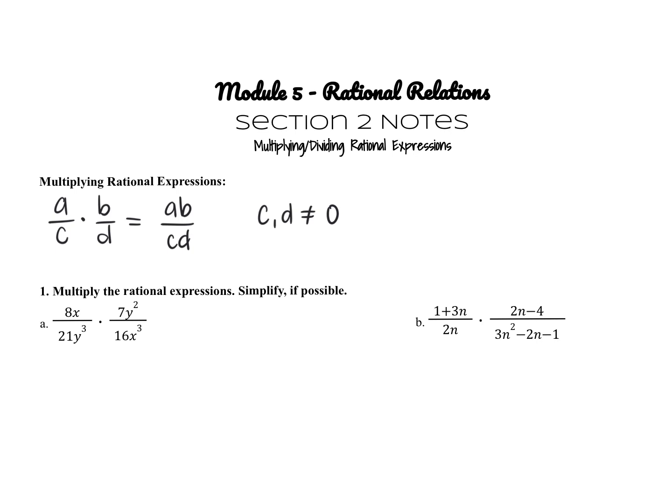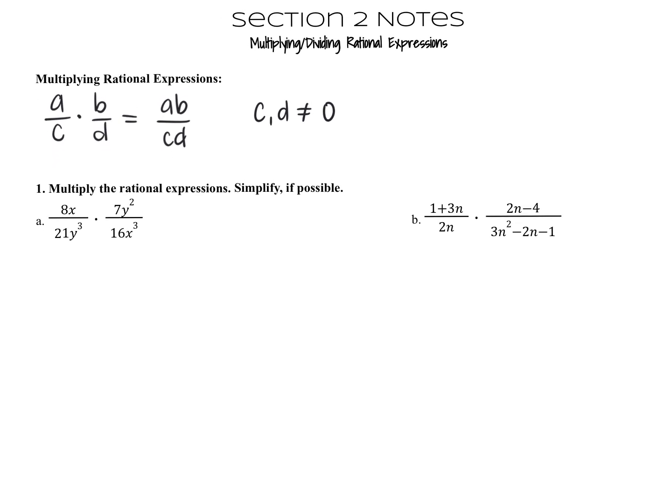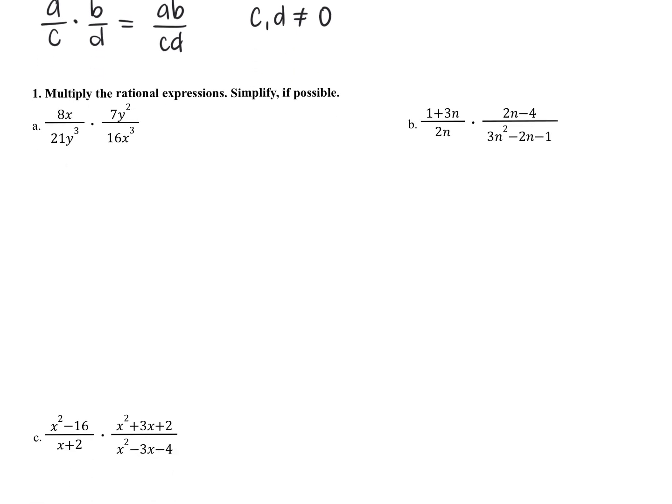The way it is slightly different for rational expressions is that we may want to factor first. We're not necessarily going to multiply and distribute out, but it's the same basic concept as when you multiply fractions. So let's look at our first example. We have 8x over 21y cubed times 7y squared over 16x cubed.